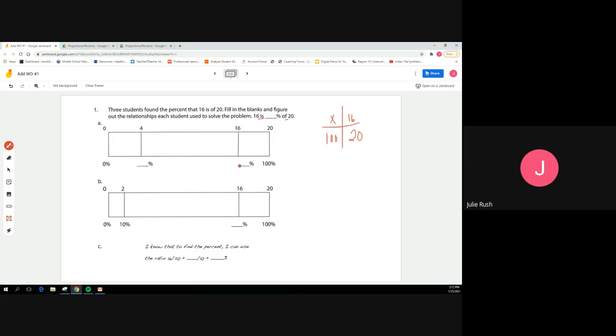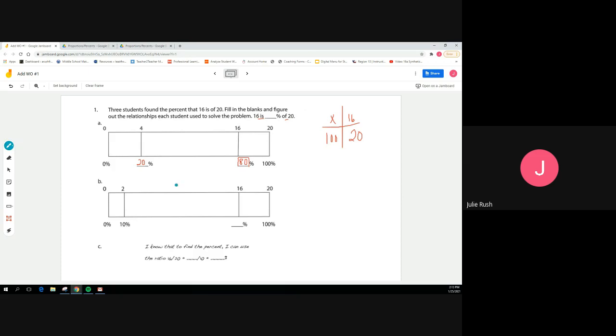Here's our 16, so we know that our answer will occur right here. We went from 20 to 4 and we know that 20 divided by 5 is 4, or 4 times 5 is 20. So 100% divided by 5 is 20%. So the 4 is 20% of it. Now 4 to 16 is a 4 times 4, and 20 times 4 would give us 80. And so I am pretty confident that 16 is 80% of 20.